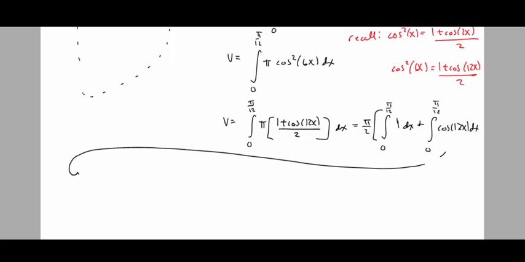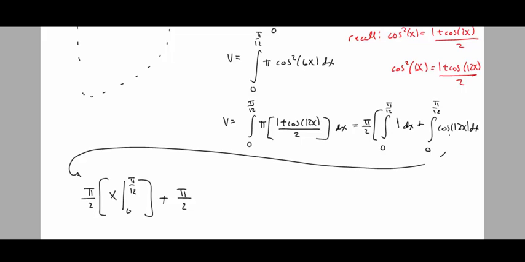So this is going to come down here. I have a pi over 2 out front. The integral of 1 dx is just x, and I'll evaluate that from 0 to pi over 12. Okay, and then I'll have plus pi over 2.